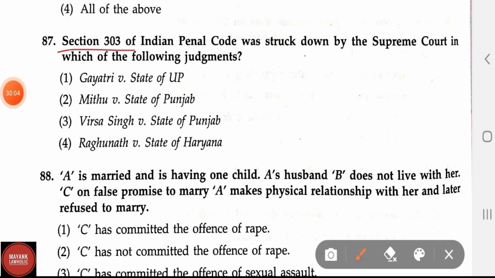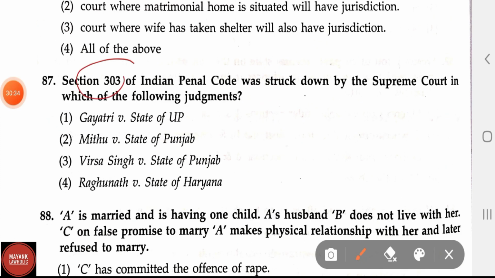Section 303 of the Indian Penal Code was struck down by the Supreme Court in which of the following judgments? Option 1, Gayatri versus State of UP. Option 2, Mithu versus State of Punjab. Option 3, Virsa Singh versus State of Punjab. And option 4, Raghunath versus State of Haryana. Here the correct answer is Mithu versus State of Punjab. By this case, Section 303 of IPC was struck down by the Supreme Court. Section 303 of IPC talks about the punishment for murder by a life convict.